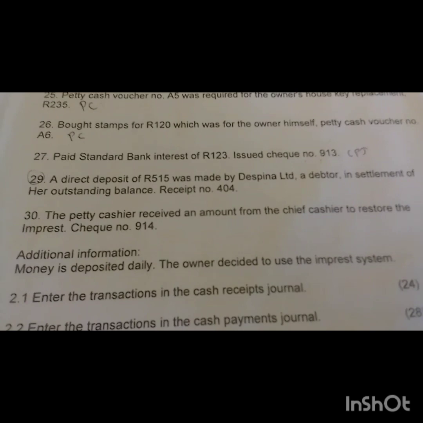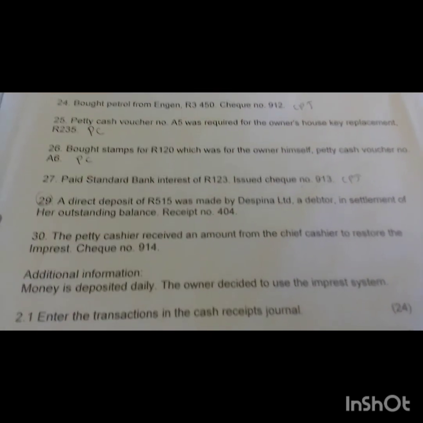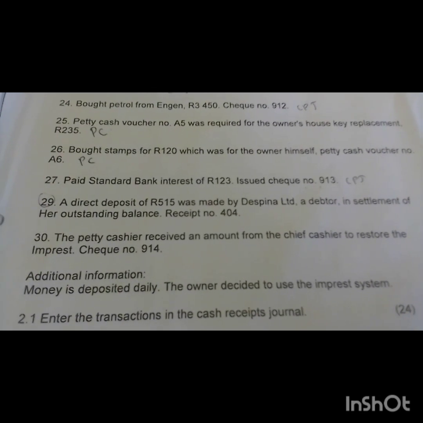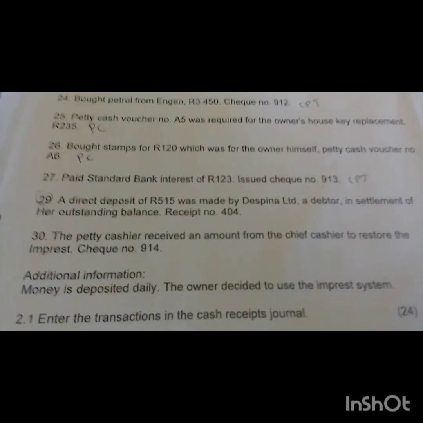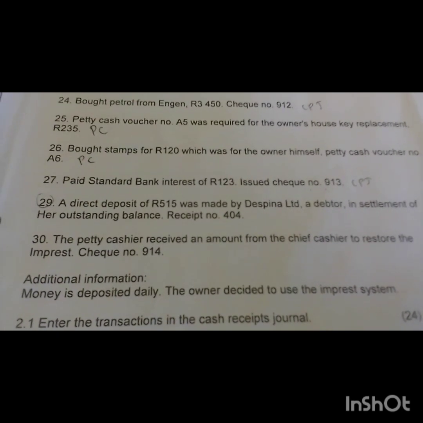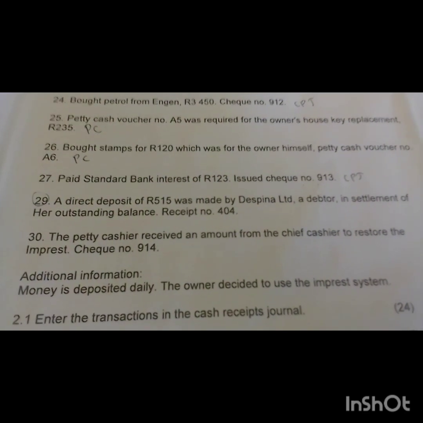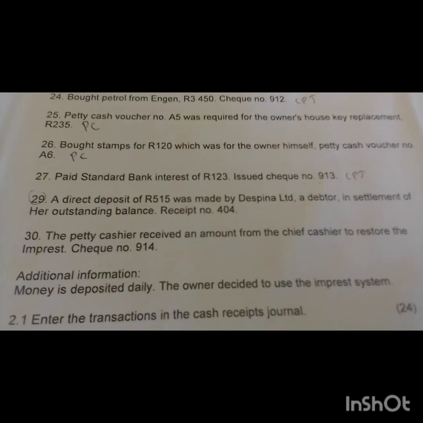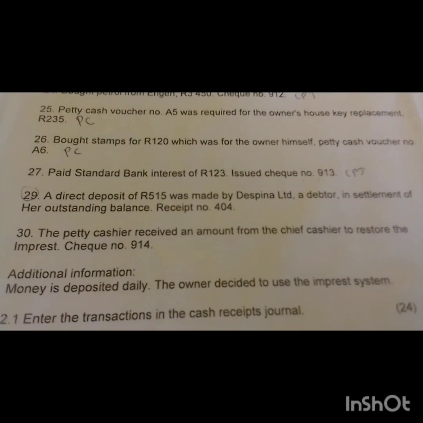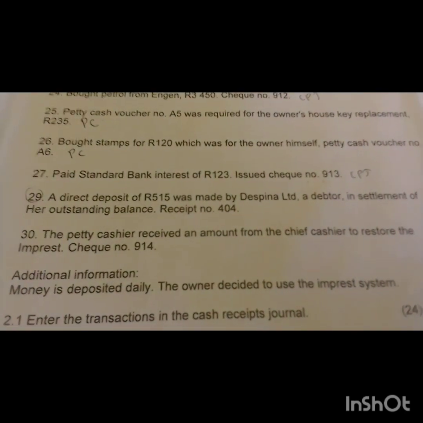Here's another one, number 30. The petty cashier received an amount from the chief cashier to restore the imprest. Guys, this is important. Keep in mind that this one, where they talk about to restore the imprest, you do not record it in the general ledger. Just know that you are failing if you do that. A lot of people make that mistake. This transaction is basically about restoring. So you do not record it in your general ledger, you leave it out.